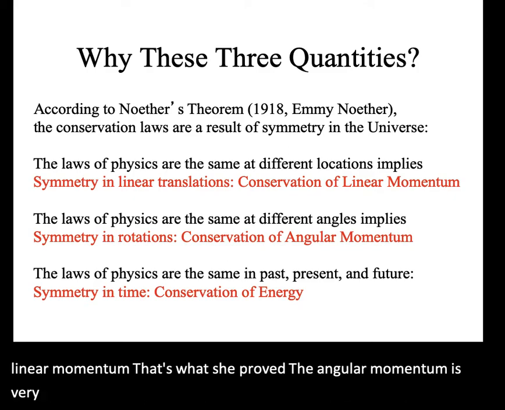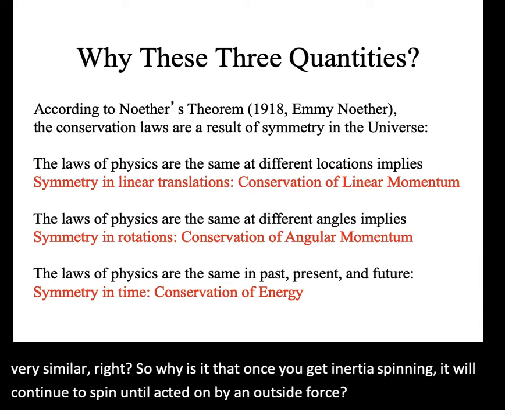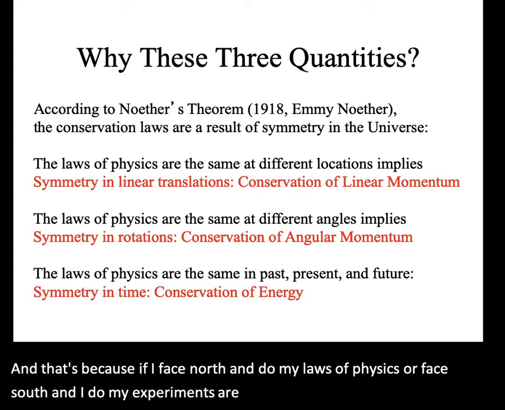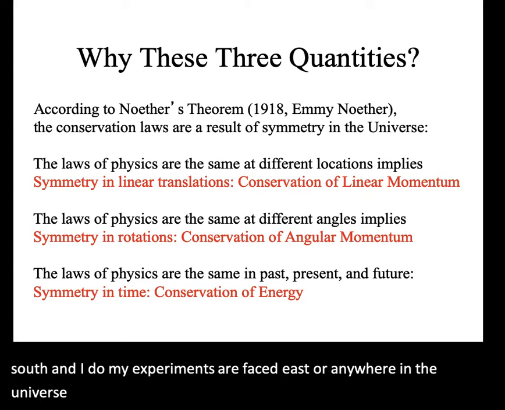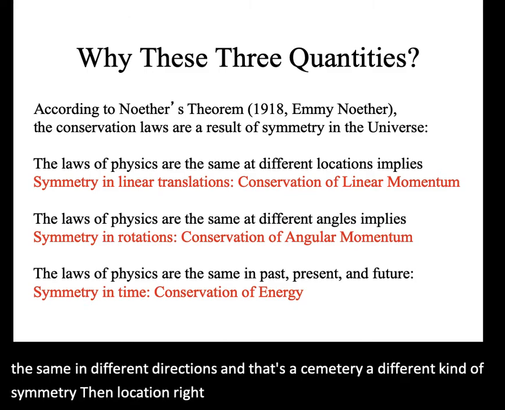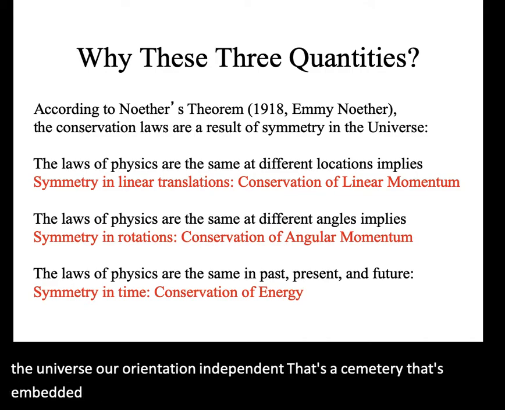So why is it that once you get inertia spinning, it will continue to spin until acted on by an outside force? And that's because if I face north and do my laws of physics, or I face south and do my experiments, or I face east, or anywhere in the universe, it's directionally independent, right? So the laws of physics are the same in different directions, and that's a symmetry, a different kind of symmetry than location, right? It's orientation, and because the laws of the universe are orientation independent, that's a symmetry that's embedded, and that implies a conserved quantity of angular momentum.